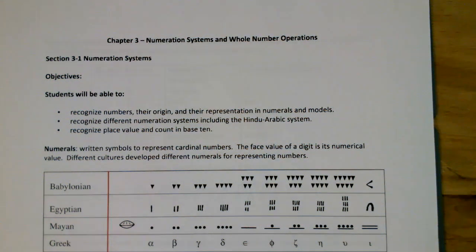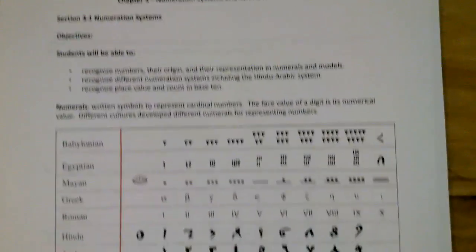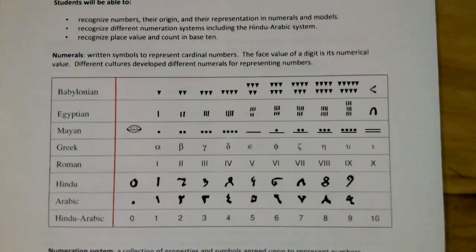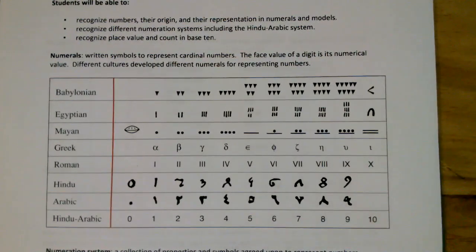And in this section, we're going to recognize numbers, their origin, and their representation in numerals and models, recognize different numeration systems, including the Hindu Arabic system, and recognize place value and count in base 10. All right, now let's start with some definitions here. Well, a definition of what numerals are. They're written symbols to represent cardinal numbers. The face value of a digit is its numerical value. Different cultures develop different numerals for representing numbers.